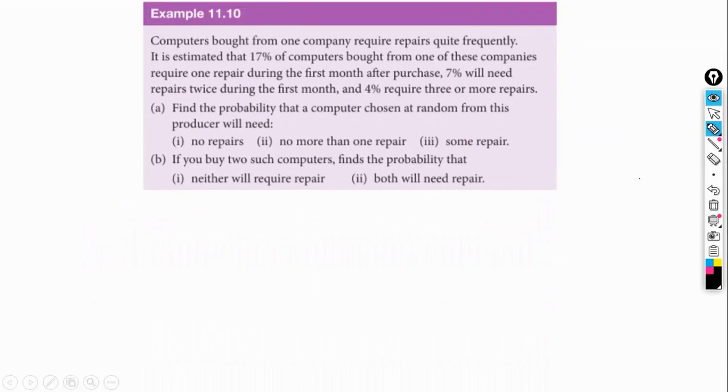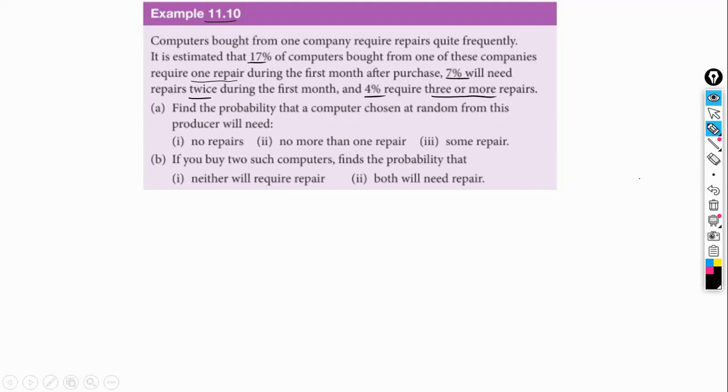So now let's focus on example 11.10. It says computers bought from one company require repairs quite frequently. It is estimated that 17% of computers bought from one of these companies require one repair during the first month after purchase. 7% will need repairs twice during the first month, and 4% require 3 or more repairs.